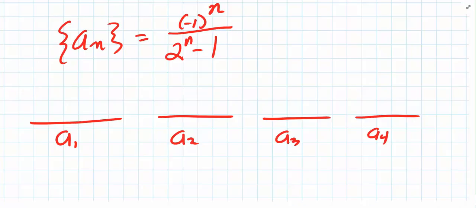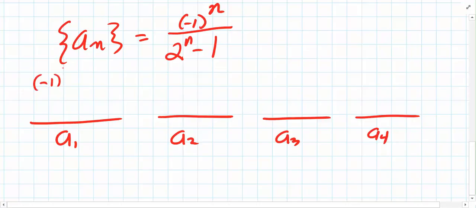Very good. So this is going to be negative 1 to the first, all divided by 2 to the first, and then minus 1. So what's negative 1 to the first? Negative 1. Good. What's 2 to the first? 2. 2 minus 1 is? So what's the very first term? Negative 1. Very good. Awesome.